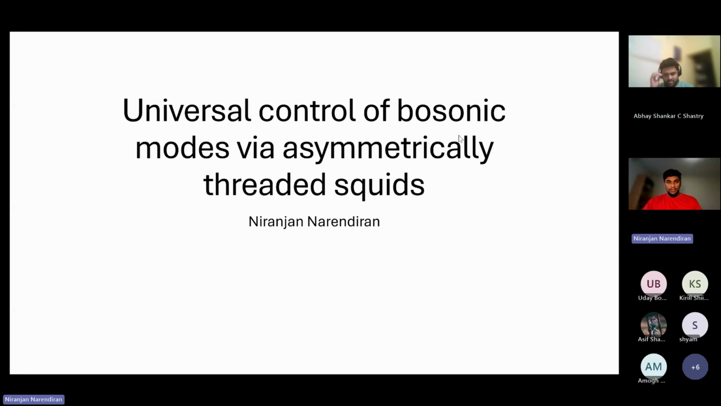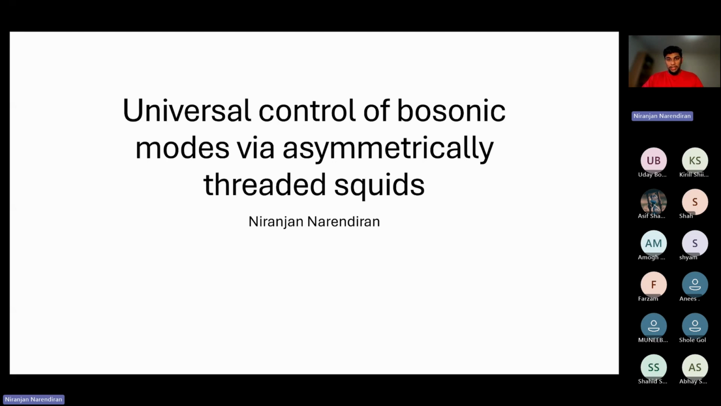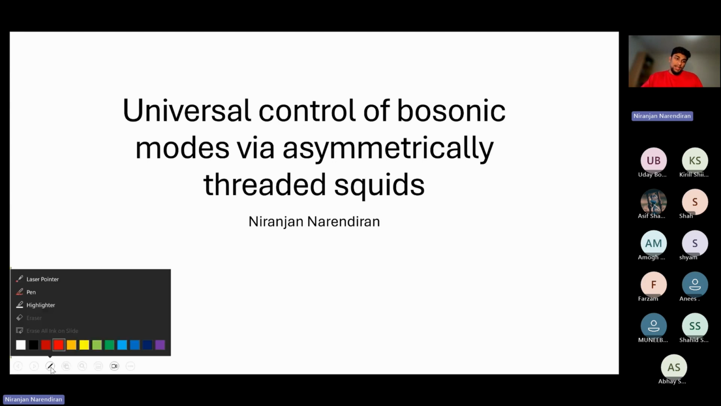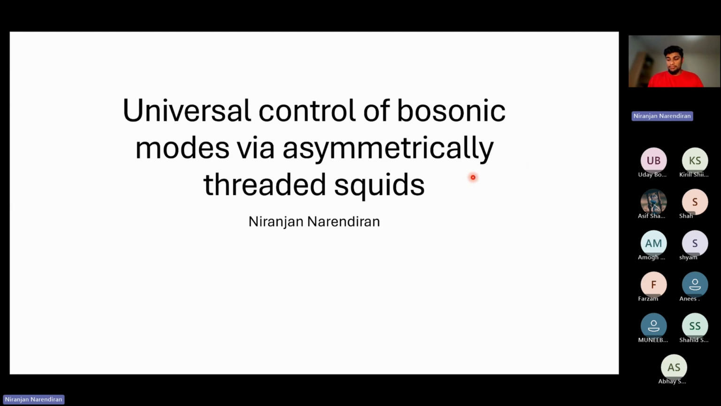Thank you for this opportunity. So I'm working on getting universal control for the bosonic modes, and I specifically work on superconducting qubits. And as you know, people use Josephson junctions. I use a configuration of them called asymmetrically threaded squids. There is a lot of jargon in my title, but I will explain it by the end of the meeting. You'll be familiar with those things. Let's start with one of them, called bosonic modes. What is a bosonic mode? That's an interesting question.